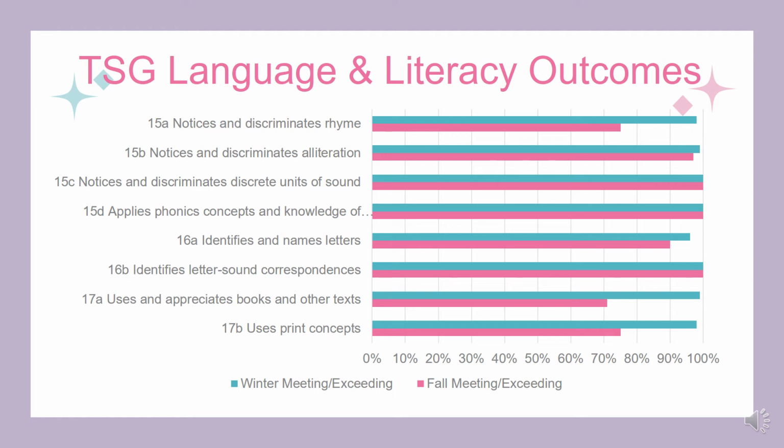But when we look at the other objectives, when we look at notices and discriminates rhyme, notices and discriminates alliteration, identifies and names letters, uses and appreciates books and other texts, and uses print concepts, we see growth across the board. So that looks excellent. And of course, for those ones that are at 100%, that's really what we expect to see when we look at TSG. So this looks wonderful. It looks like you've had some consistent growth in literacy concepts for the children that you serve.